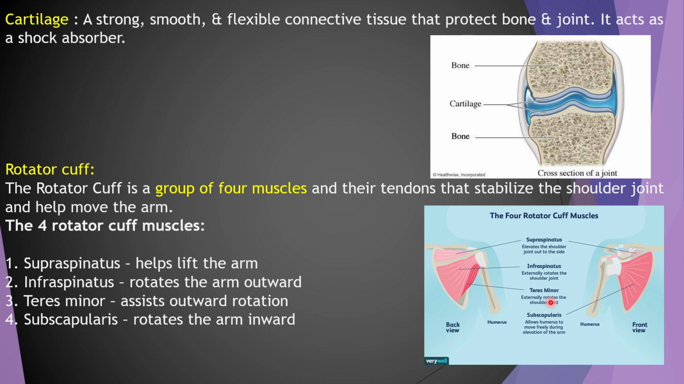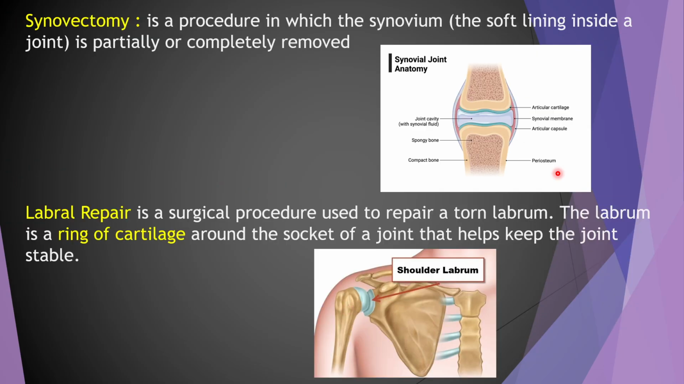Okay, so next, what is rotator cuff? The rotator cuff is a group of four muscles, and their tendons stabilize the shoulder joint to help move the arm. So in the shoulder there are four rotator cuff muscles, that is supraspinatus, infraspinatus, teres minor, and subscapularis. Okay, so this provides a wide range of motion, and these four muscles have their tendons, and this helps in stabilization of the joint and movement of the joint.